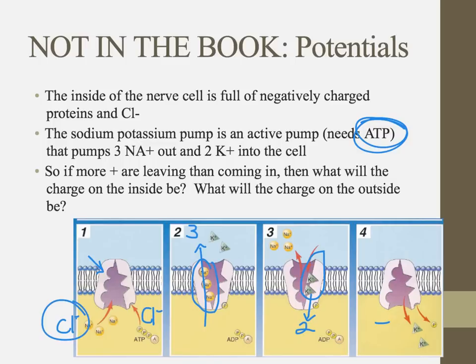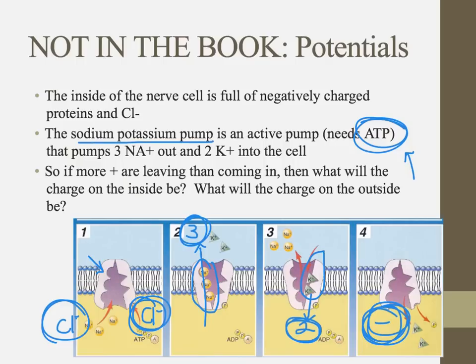Okay, so remember, I was starting with a bunch of these negative ions. I lost 3 positives and I only gained 2. So that means overall the inside of my cell is going to be negative. And all of that happens because we are actively pumping these ions out using the sodium-potassium pump.